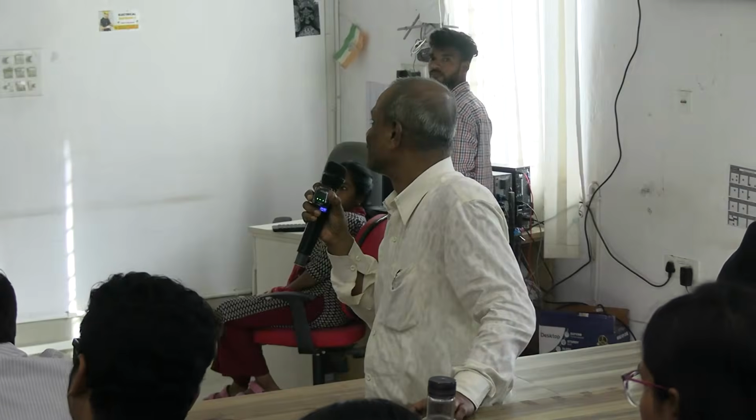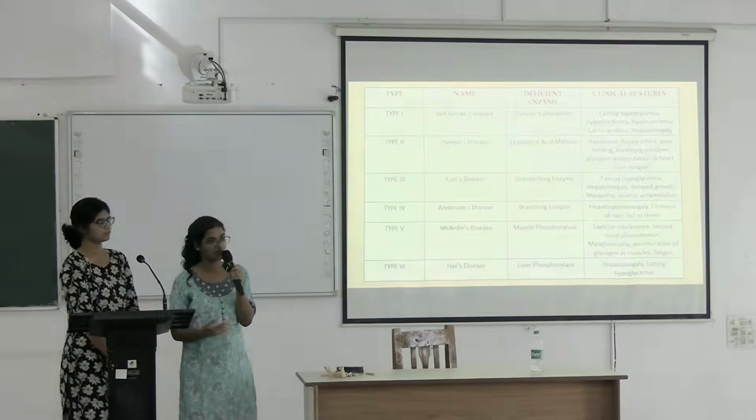And then why lactic acidosis? And then why hyperuricemia? Hyperuricemia occurs because the glucose 6-phosphatase enzyme is deficient, so glucose 6-phosphate accumulates, and then it goes to the HMP shunt, which converts it to ribose sugar, then purine degradation raises the uric acid level, so hyperuricemia.